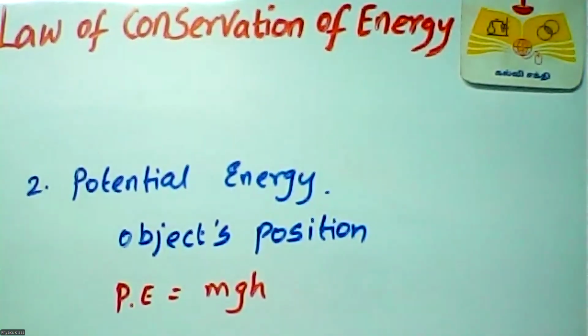Here also you can infer that mass is directly proportional to potential energy, and acceleration due to gravity is directly proportional to potential energy. And finally, one important quantity is height. Height is also directly proportional to potential energy. We can understand it a little bit deeper later. So this is the basics.